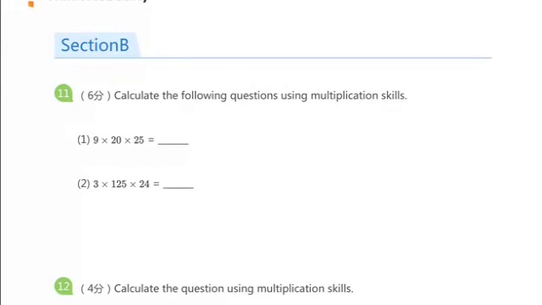Midterm section B. So let's see question 11. Calculate the following question using multiplication skills. So let's see the first one. 9 times 20 times 25.